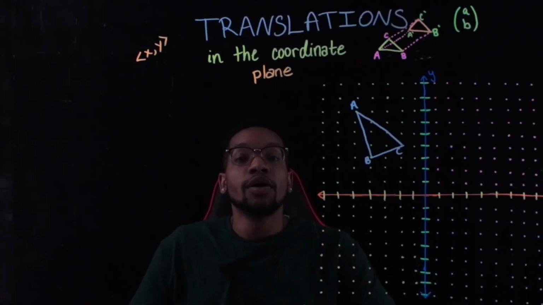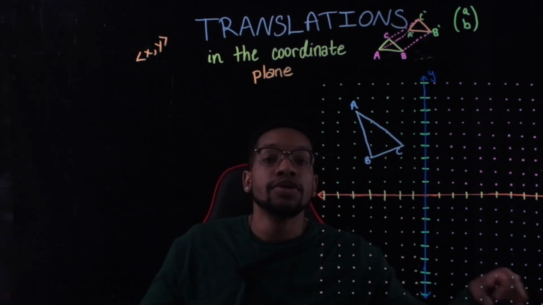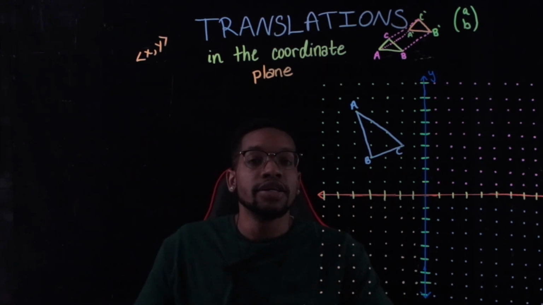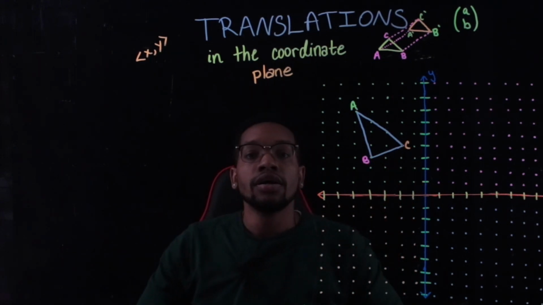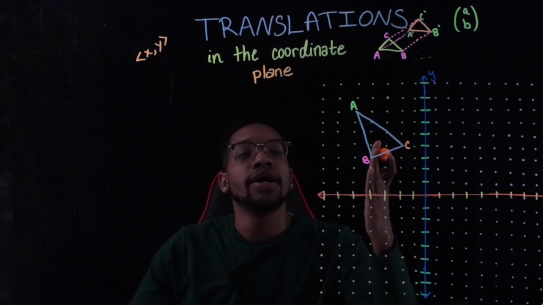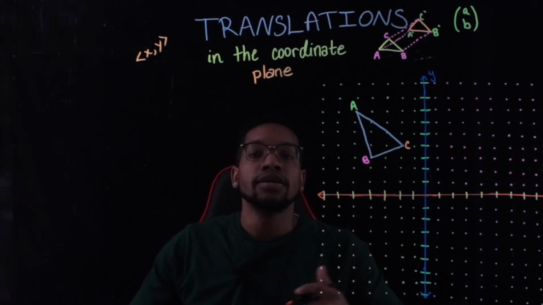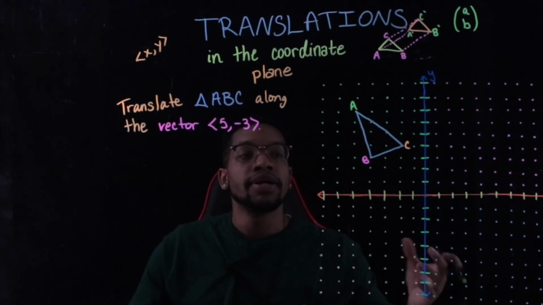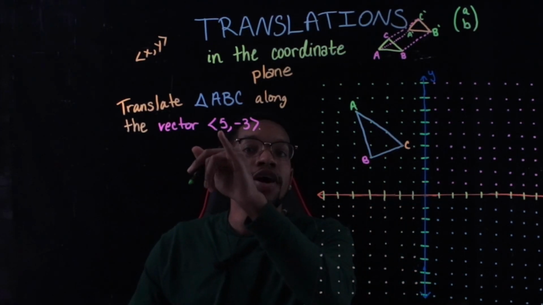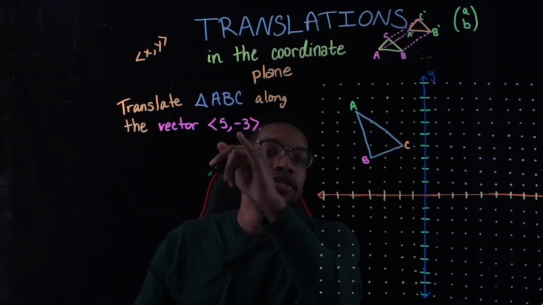All right, now that we know what a translation vector is, we can talk about the two ways to translate a shape. The first way to do it is to just look at the vector and then add those distances to the coordinates of the pre-image. Let's say I wanted to take triangle ABC and translate it along the vector (5, -3). That just means this triangle is going to move 5 spaces to the right and 3 spaces down.